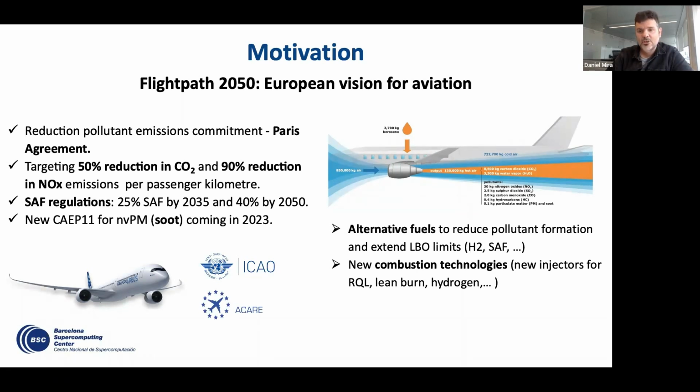So in order to address these current intentions of decarbonization and increased efficiency, there are fundamentally two different directions. The first one is the integration of alternative and sustainable fuels into current engine architectures. For instance, the use of sustainable aviation fuels and also the use of hydrogen in aero engine architectures.